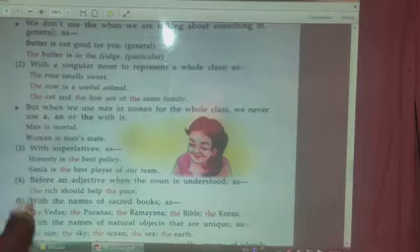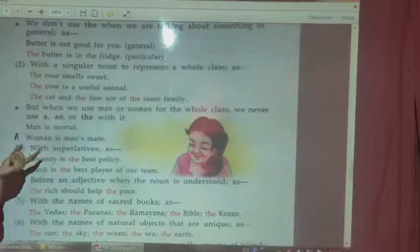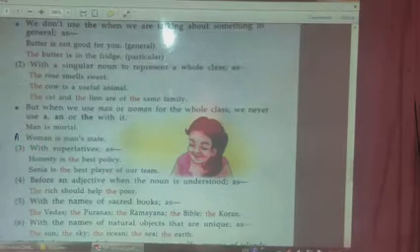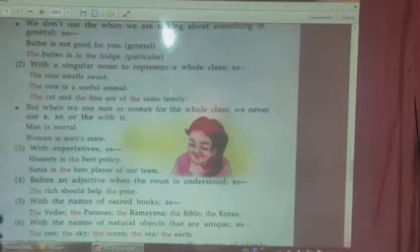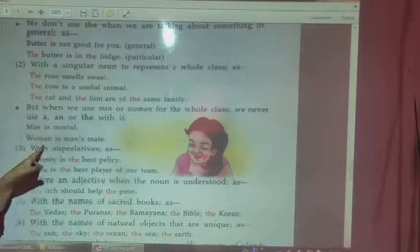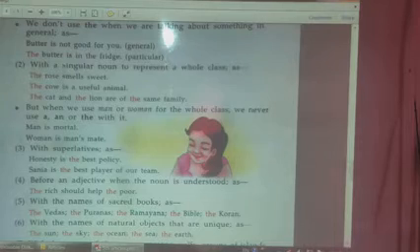Same here, if we add a, we will be talking about only one woman. So we are using these sentences in general, that is in common.